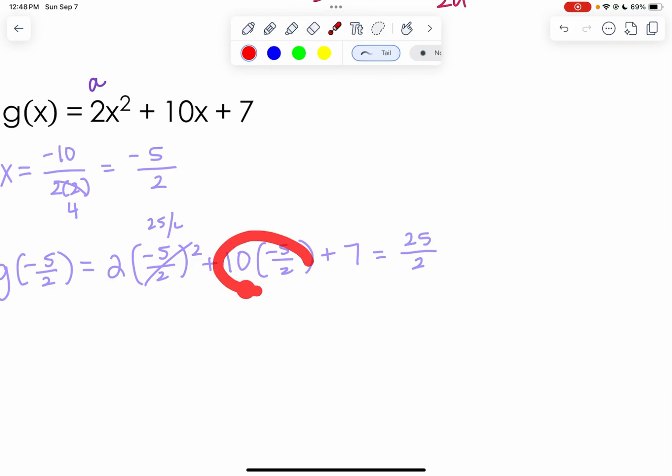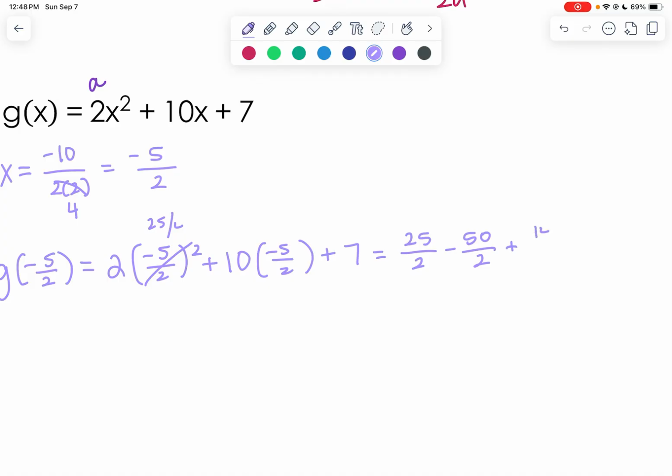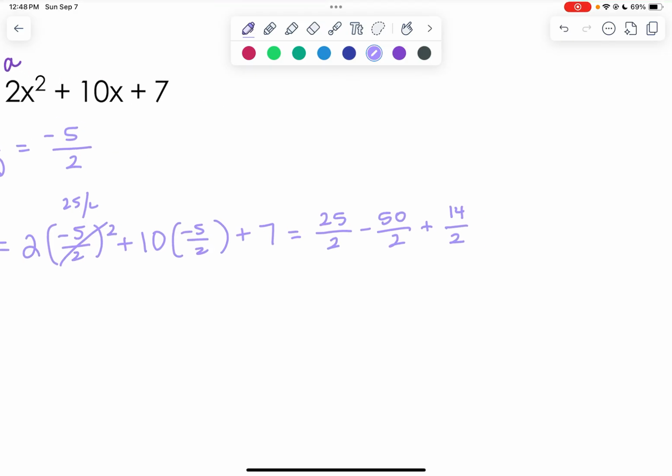Right here, keeping a common denominator, right? So just do 10 times -5. So that would be minus 50 over 2, which is 25, but we need a common denominator. Plus, not 7 over 2, but 14. 7 times 2 is 14 over 2. Okay? So 25 and 14, that's going to be 39 minus 50 over 2, which would be -11 over 2.